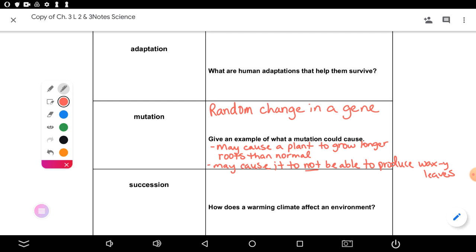Waxy leaves. Why do you think some plants need waxy leaves? What do you think it protects it from? Aiden? Sunlight. Or getting too much sunlight? Oh, water. Okay, it lets water run down. Maybe from insects eating them. If they're waxier, insects might not eat them as much.